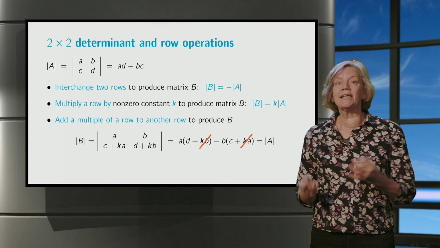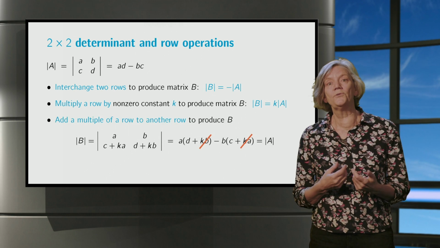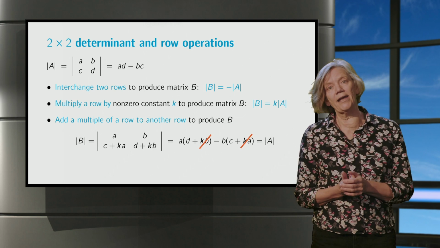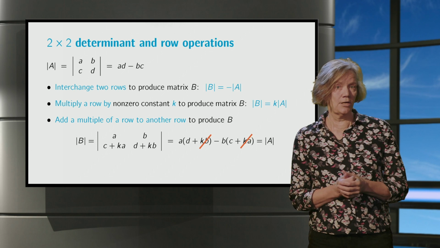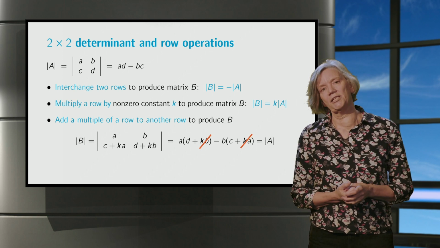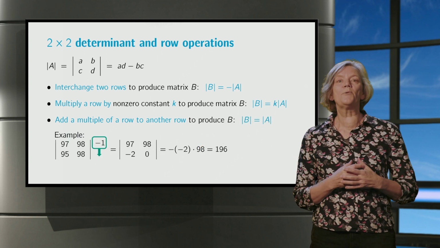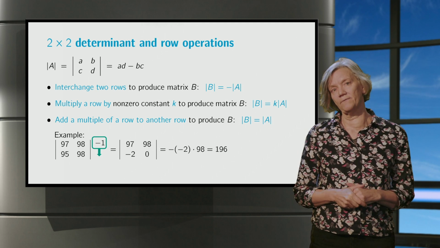Finally, you can add a multiple of a row to another row. The terms plus akb and minus bka cancel, so the determinant does not change. Here's an example of the use of this row operation.